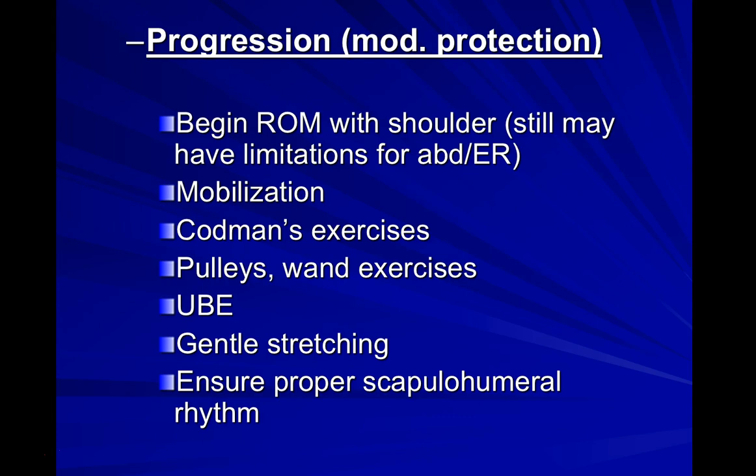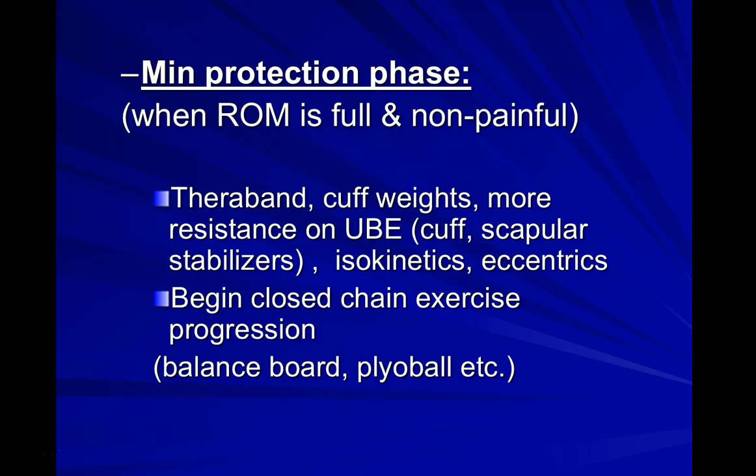Progression-wise, then, we can start doing range of motion. We still might be told we have limitations for how far we can push into that motion of abduction with external rotation, but we can definitely start some gentle joint mobilization, Codman's exercises, pulleys, wand, real basic stuff like what we've seen already. Just gently stretching out the shoulder, making sure we're getting good elevation, good scapulohumeral rhythm, and that type of thing. But again, keeping in mind that we may have limitations in how far we can take them into that motion of dislocation.